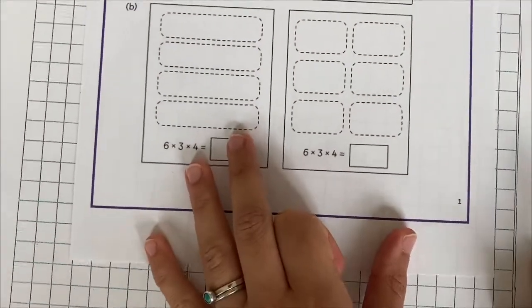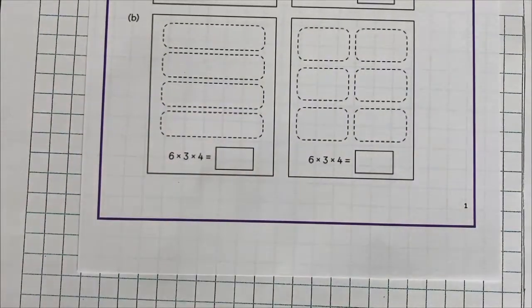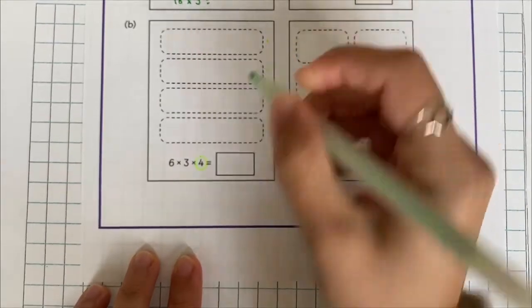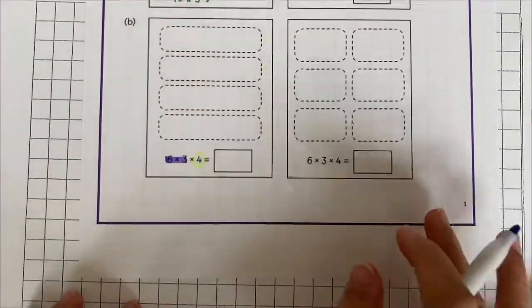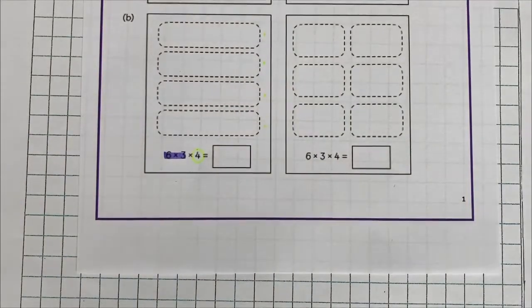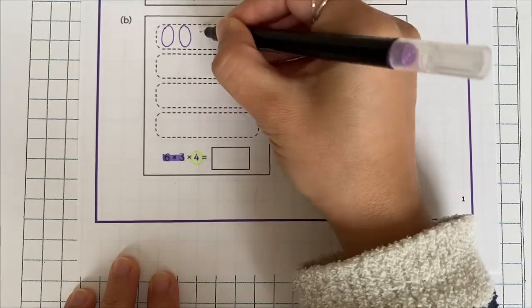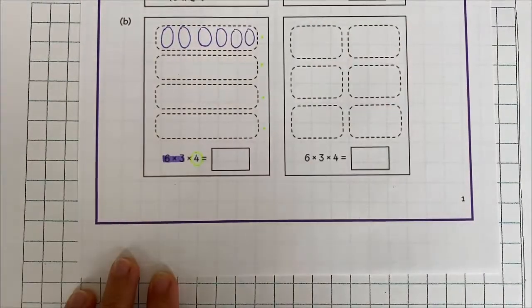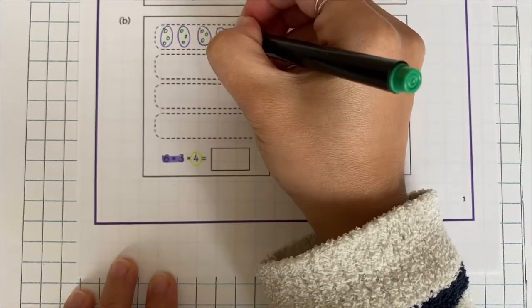Let's have a look at the one below. How would you represent 6 times 3 times 4 above? So we've got 4 groups there, so I'm going to circle that. And then we need to show 6 times 3 in each of those groups. How are you going to show that? Yes, you can do 6 groups of 3. So there are my 6 groups. And in each of them, I'm going to draw 3 circles.